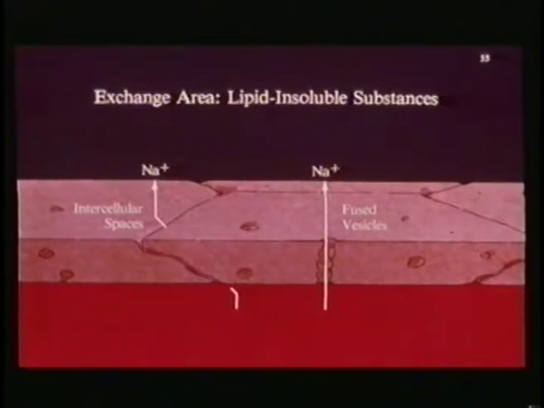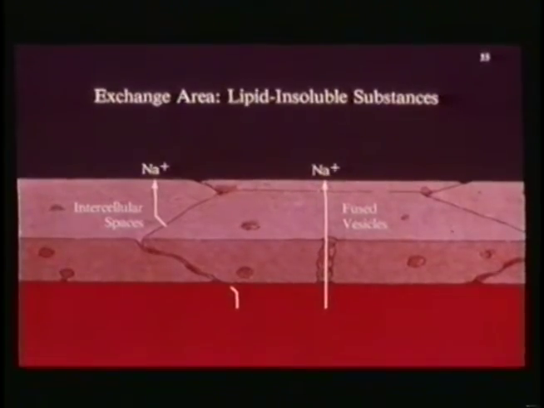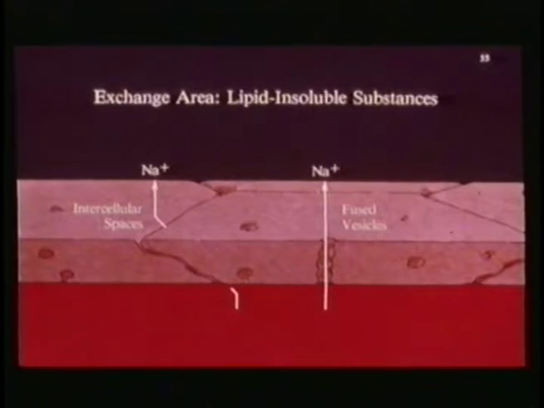55. For lipid-insoluble substances, however, the area available for exchange is not the total surface area of the capillary. Charged lipid-insoluble substances, such as sodium, which cannot easily penetrate the cell membrane, are restricted to passage through the aqueous channels that traverse the capillary wall. Recall that two types of channels are available: intercellular spaces and fused micropinocytotic vesicles. In striated muscle, only about 1/100th% of the total capillary surface area appears to be occupied by aqueous pathways.